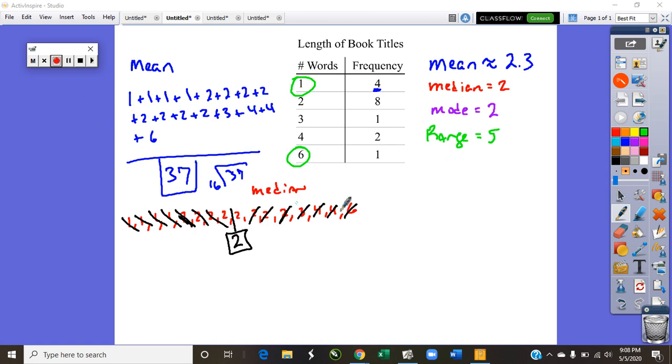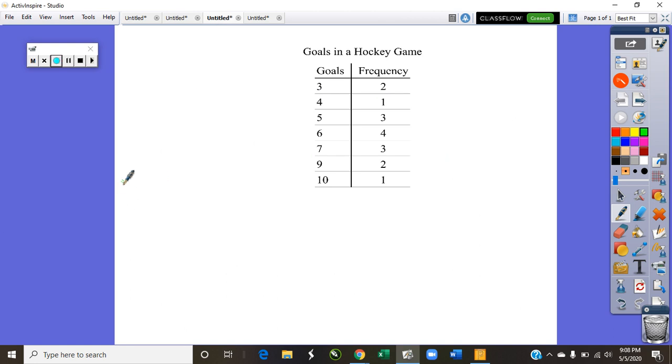Okay. Let's try another one. And I want you guys to pause the video and find the mean, median, mode, and range of this group of data. Here we go. Goals in a hockey game.